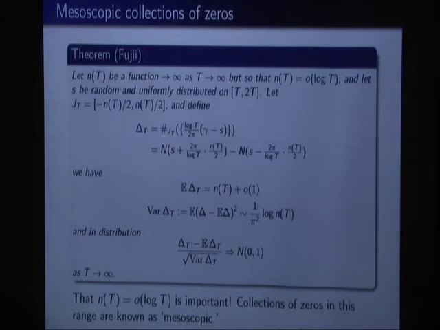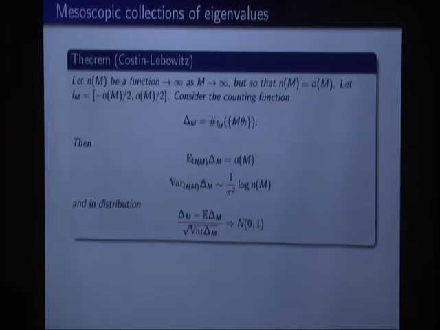Okay. So in particular, the message to take from this is that there's some sort of pattern among the zeros, even at a mesoscopic scale. Right. You don't have to look that far to figure out what the pattern is.